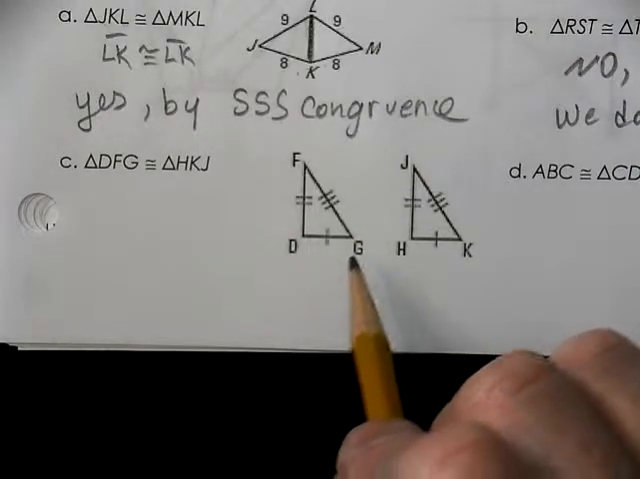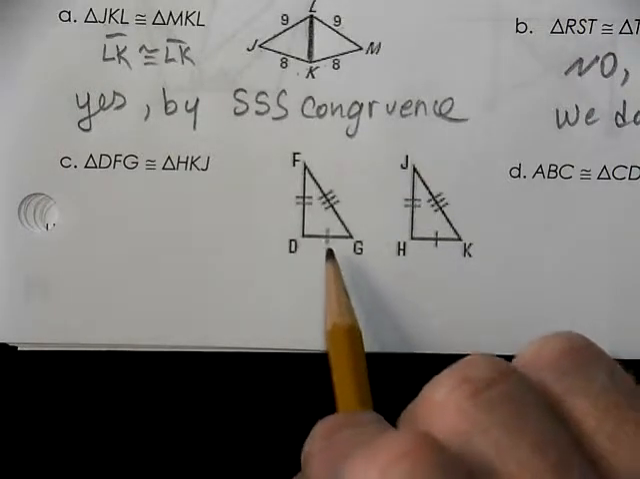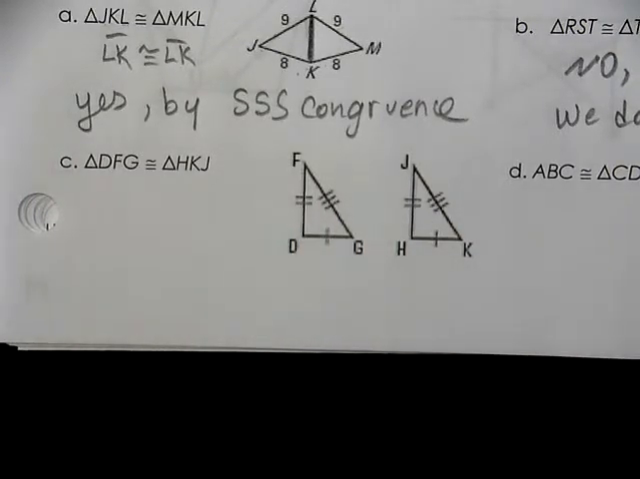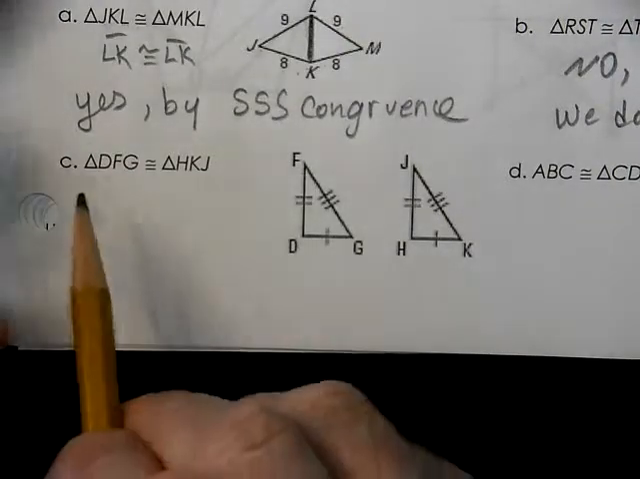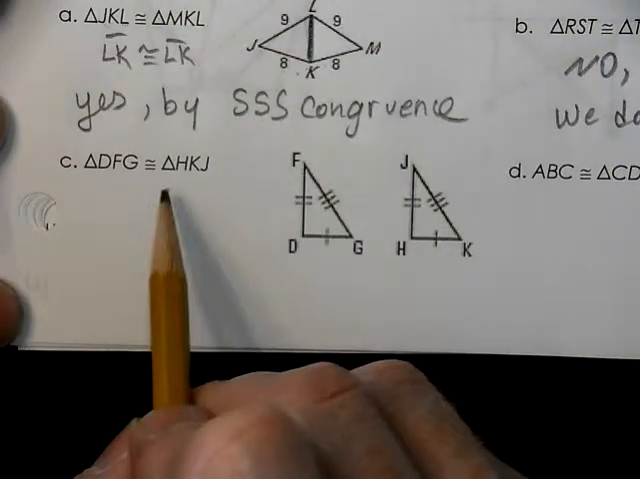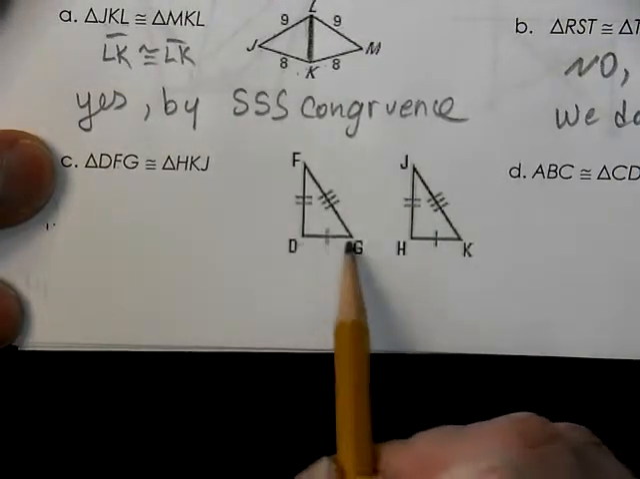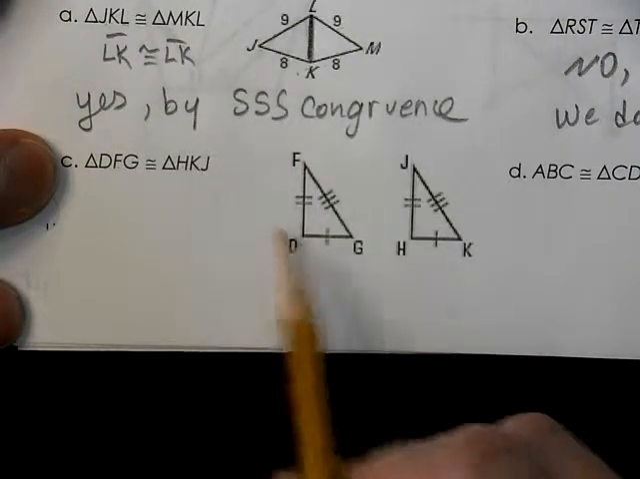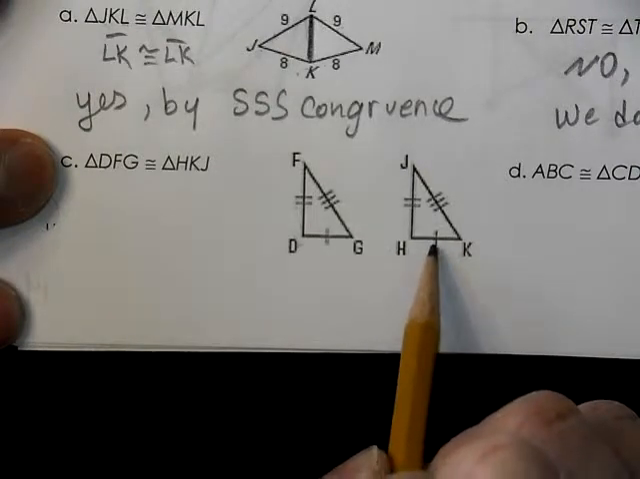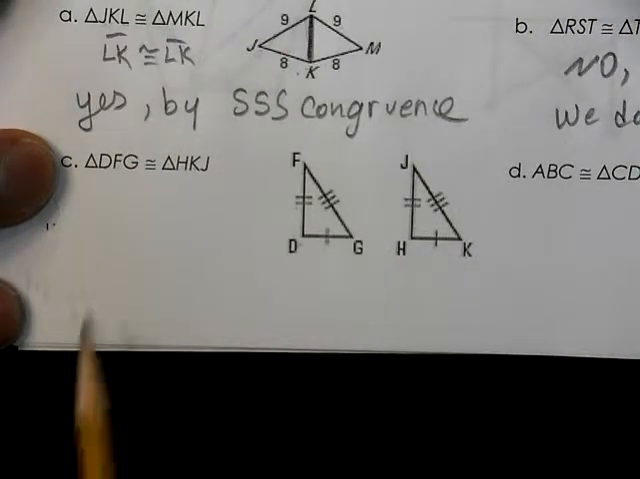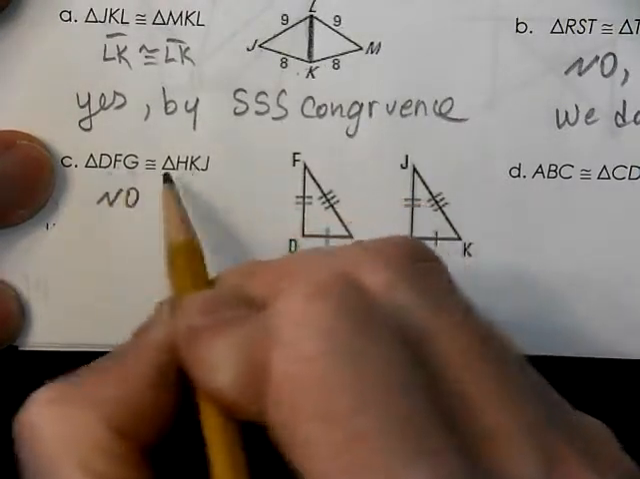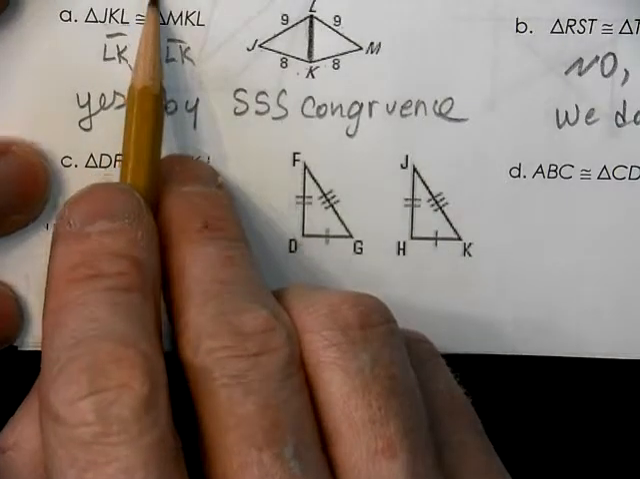Are these triangles congruent? At first glance, it looks like they both have a 1 ticker, they both have a 2 ticker and 3 ticker, so it does look like the triangles are congruent. But if you look at your congruent statement, has that been written correctly? D to F has 2 tick marks. The first 2 letters here, H to K, have 1 tick mark. So it's not written in the correct order. So we would say, no, this congruent statement is incorrect.